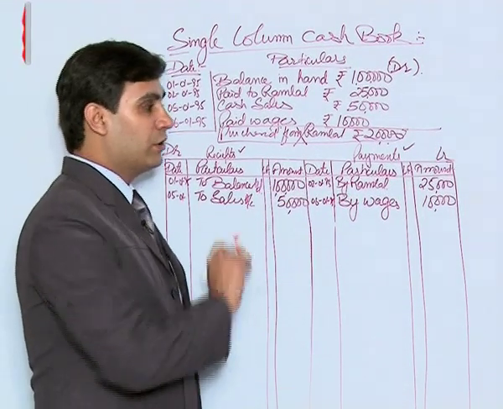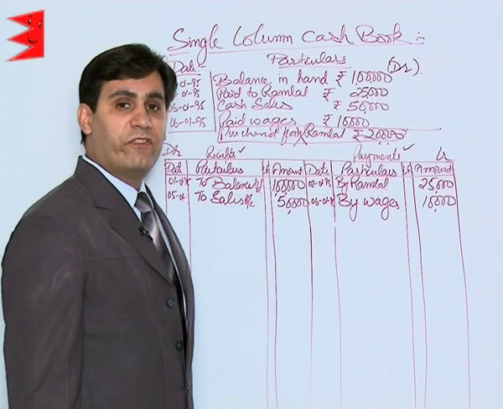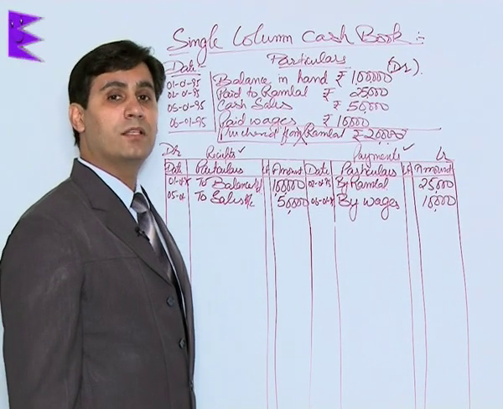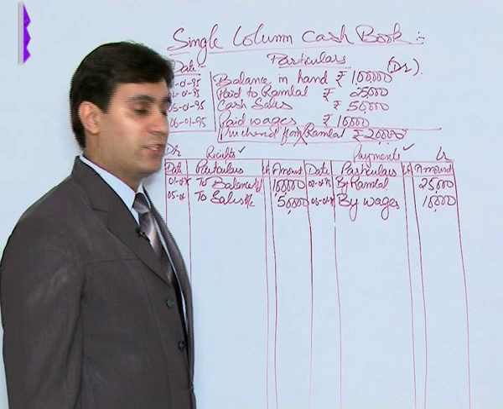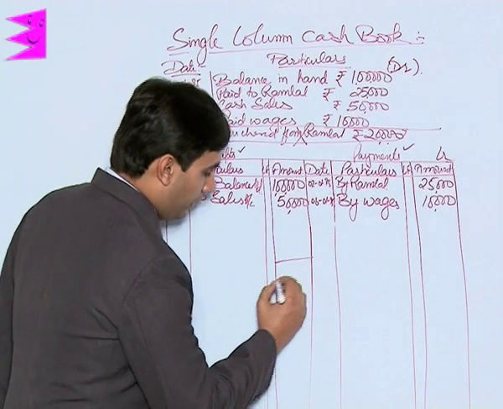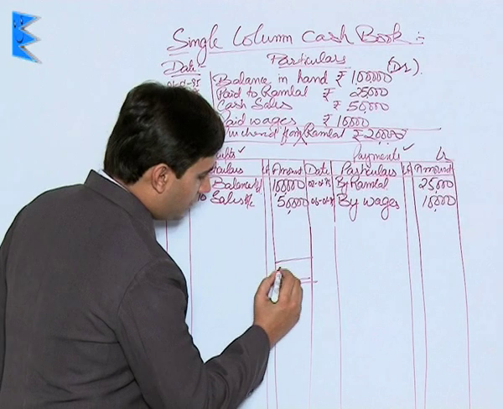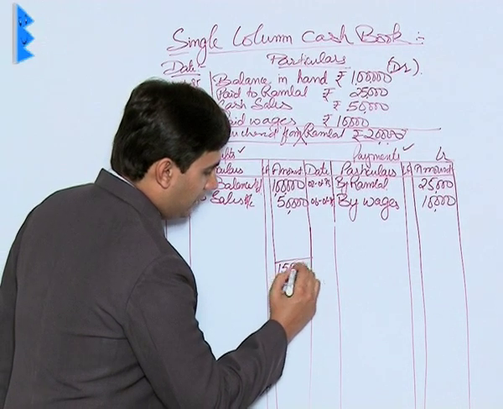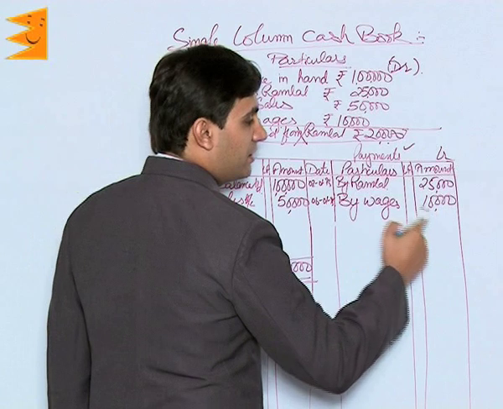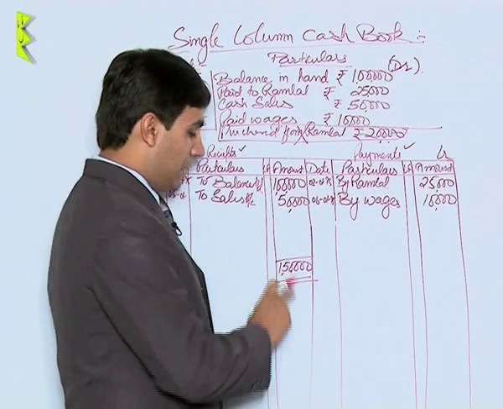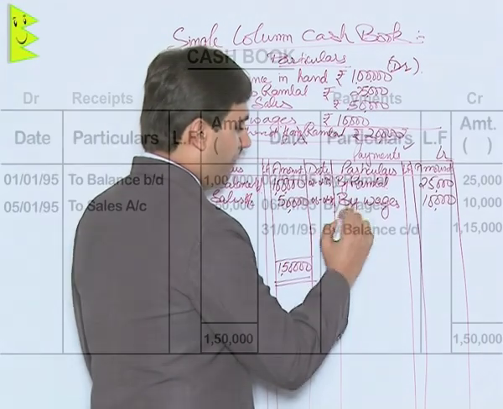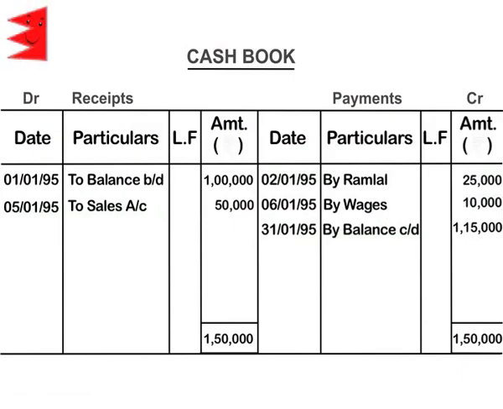So now, once we have made all the transactions, let us total it out and find the balance. Remember, the balancing of cash book is done just like ledger. So let us total the debit side. The total comes to 1,50,000. And on this side, the total is 35,000. So 1,50,000 minus 35,000, we have balance carried down as 1,15,000 and the total is 1,50,000 on both the sides.